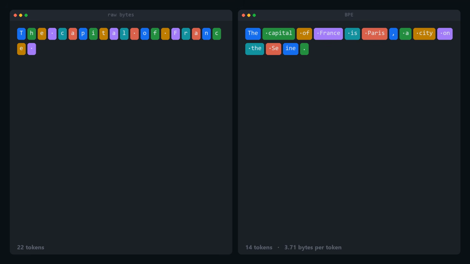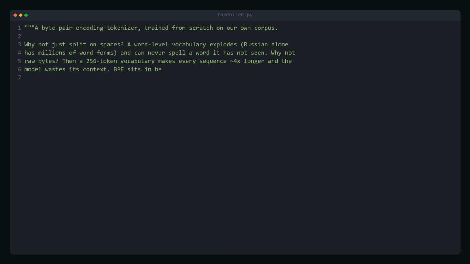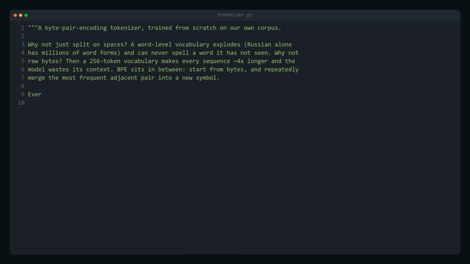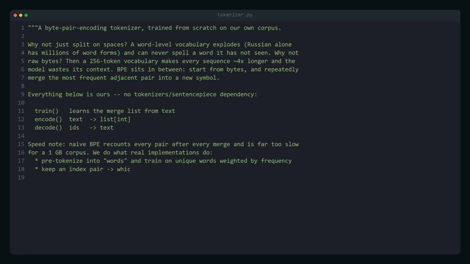We need the middle ground, and it is called byte pair encoding. The idea is almost embarrassingly simple. Start from bytes. Count which pair of neighboring symbols occurs most often, and glue it into one new symbol. Repeat as many times as you need. Frequent combinations assemble themselves into syllables, then prefixes and endings, then whole words.